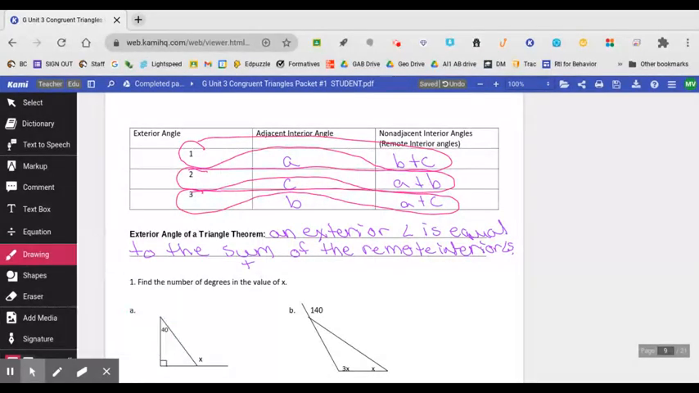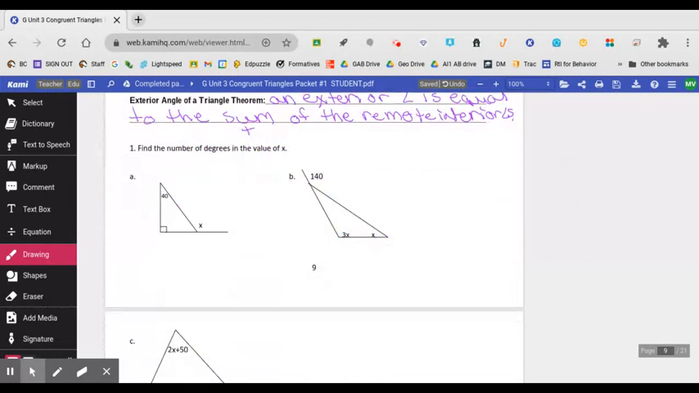So, examples. Down here, if I want to find x, x is an exterior angle. It is equal to the sum of the remote interior angles. The remote interior angles are the angles that are far away. So in this case, it's 90 and 40. So x is equal to 40 plus 90, which is 130.